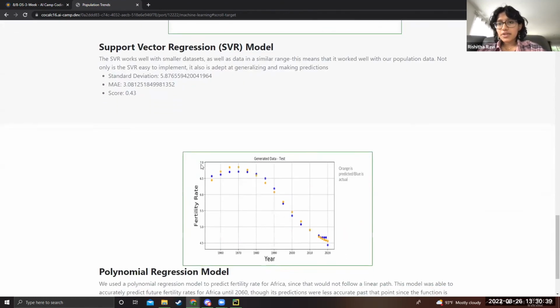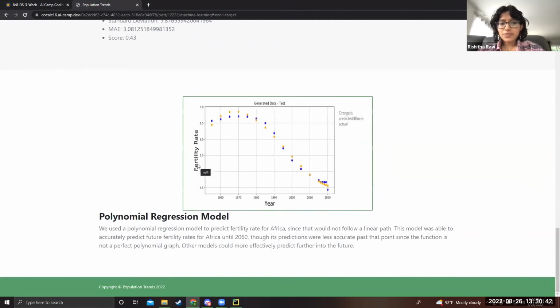The last model that we used was a polynomial regression model. We used this model to predict fertility rate for Africa, since that wouldn't follow a linear path and would better follow a polynomial path. So this model was able to accurately predict future fertility rates for Africa until around 2060, but as you got further into the future, the predictions from this model got less accurate since it didn't follow a perfect polynomial graph path. We could have used other models to more effectively predict further into the future, but this model was able to have pretty accurate predictions for a limited amount of time.